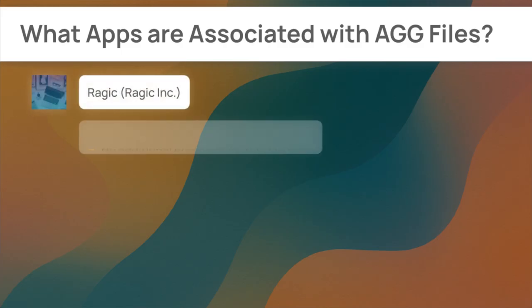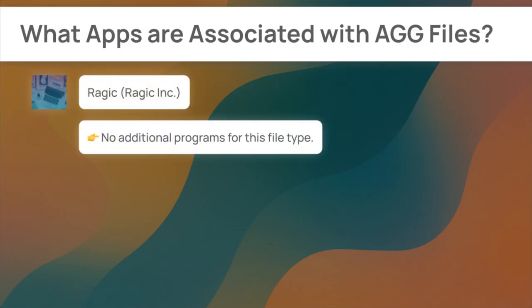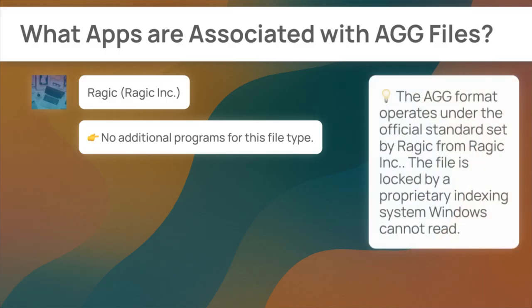For full accurate reading of AGG data, rely on Ragic by Ragic Inc. The file is locked by a proprietary indexing system Windows cannot read. Windows typically exposes only metadata, so proper reading relies on the software built for that data type.